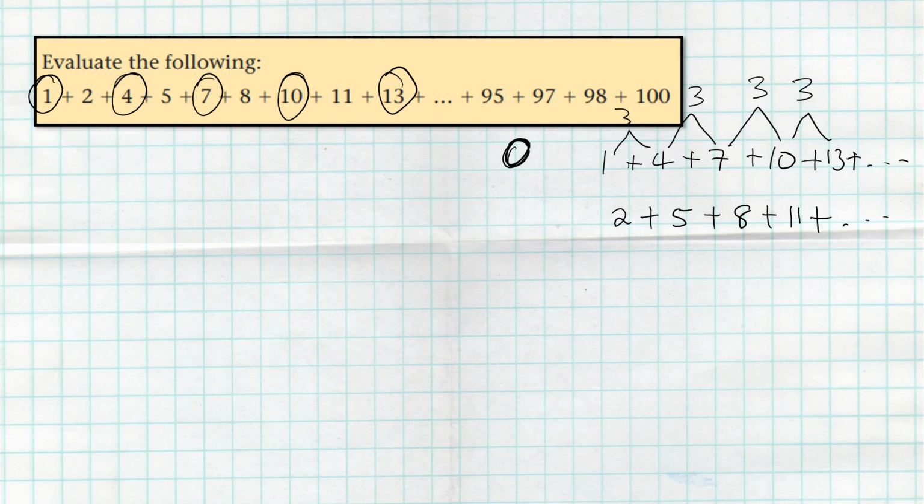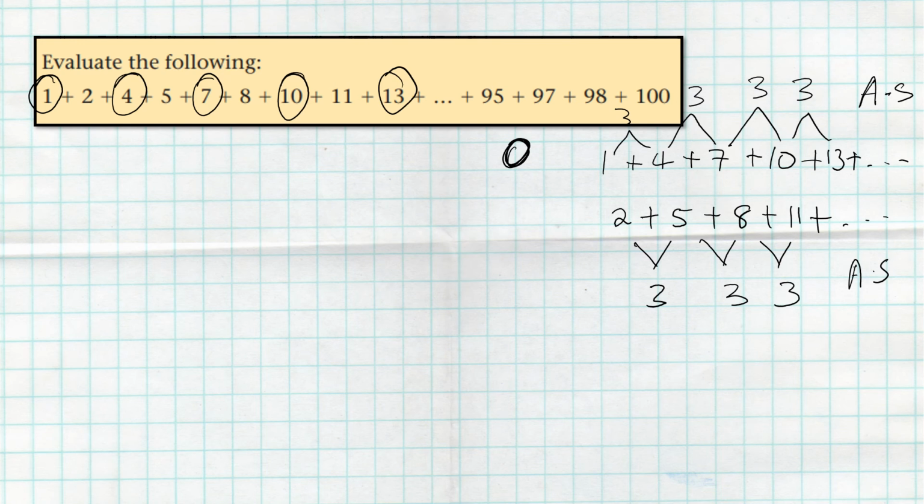is an arithmetic sequence. Let's check this one. 5 minus 2 is 3. Is it 3? Yes. 8 minus 5 is also 3, 11 minus 8 is also 3. So this one is also an arithmetic sequence. It's a different sequence, but it's an arithmetic sequence also, and they both have the same common difference.